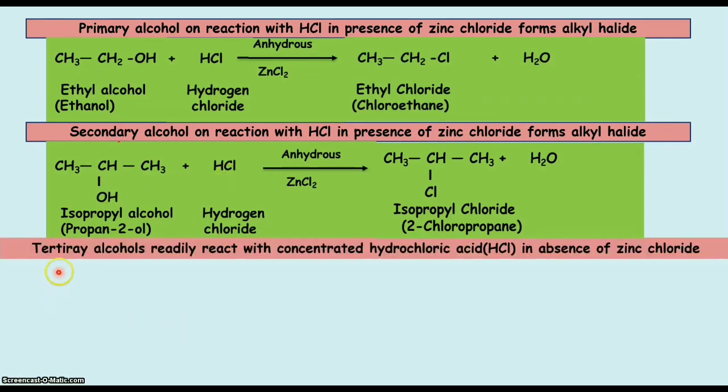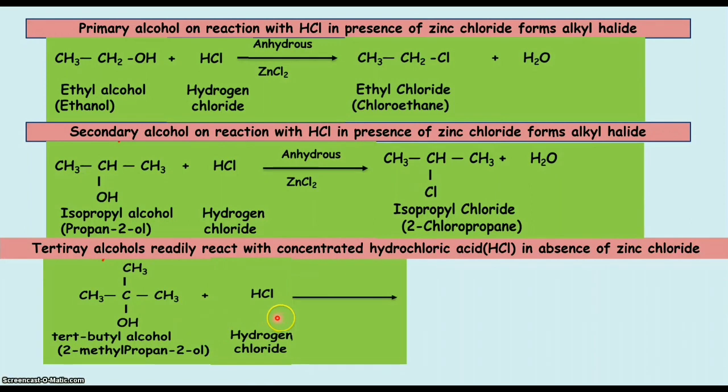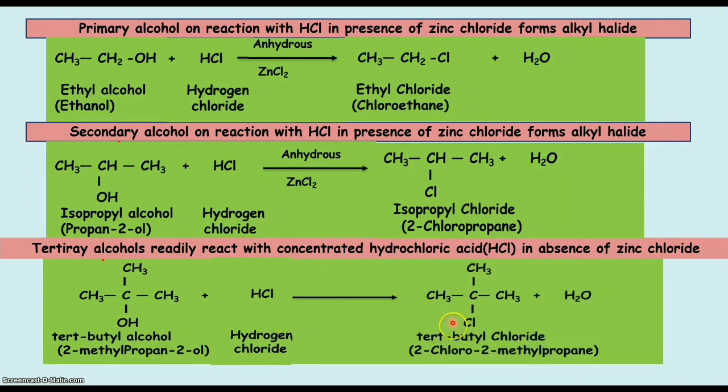And the third example is of tertiary alcohol. Here the tertiary alcohol's example is 2-methylpropan-2-ol or tertiary butyl alcohol. On reaction with HCl, without using zinc chloride, we will get a product that is tertiary butyl chloride, or we can say 2-chloro-2-methylpropane. The process is same over here. The OH of this tertiary alcohol is replaced by chlorine.